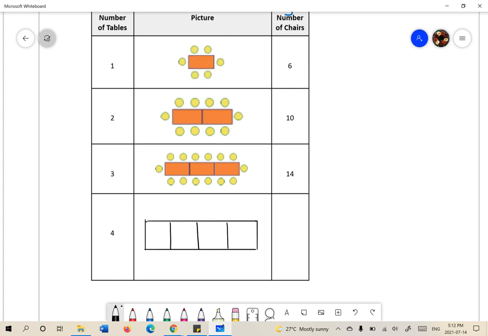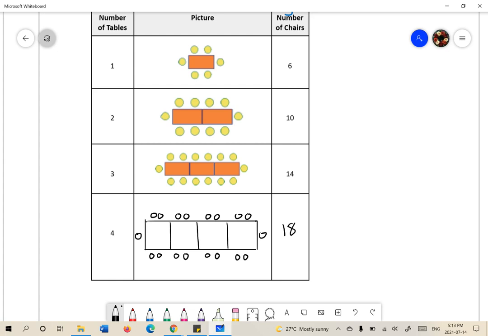So 2 chairs on every side of each table, and then 1 chair on each end. So that would be 2, 4, 6, 8, 10, 12, 14, 16, 18 chairs. So 4 tables is 18 chairs.